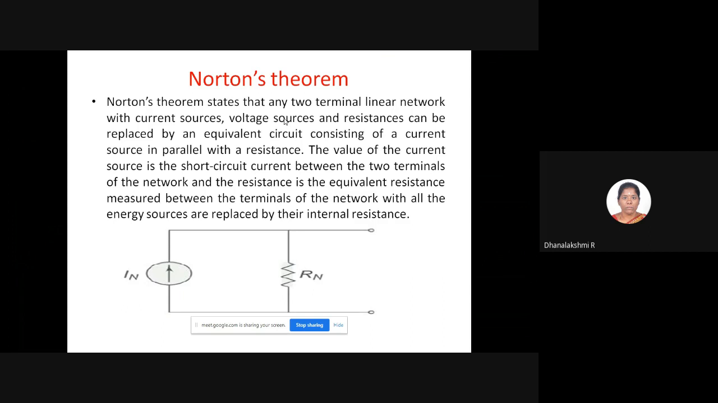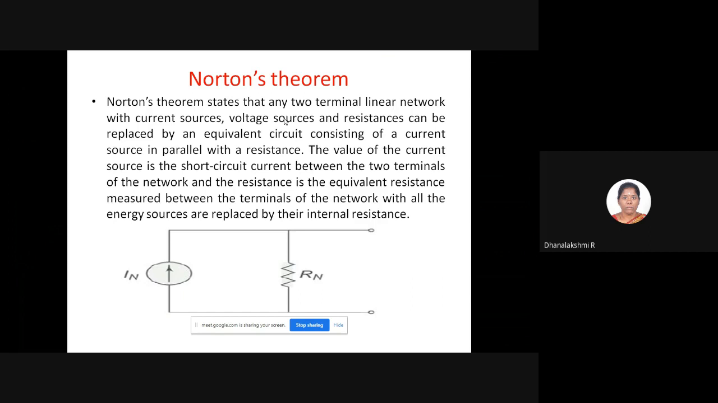In Thevenin's theorem, we found the open circuit voltage and the equivalent resistance, which was connected in series. In Norton's theorem, we find the short circuit current, which is our Norton's current, and in the same way we find the equivalent resistance. That equivalent resistance will be connected in parallel here. So for a current source, the internal resistance comes in parallel, and for a voltage source, the internal resistance comes in series.